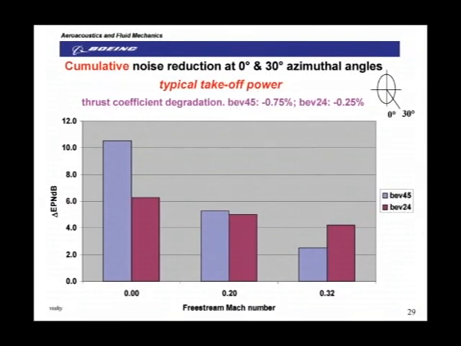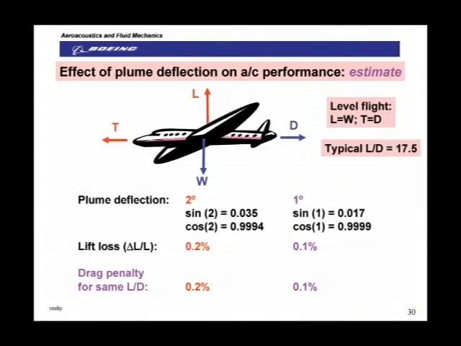But for the bevel 24, which is the better concept, you get about a 4 EPNdB reduction during takeoff with a thrust penalty of less than 0.2%, which can still be reduced. Now let's do a simple exercise to see what it does. Because of the sign of the vertical component, you have a lift loss.